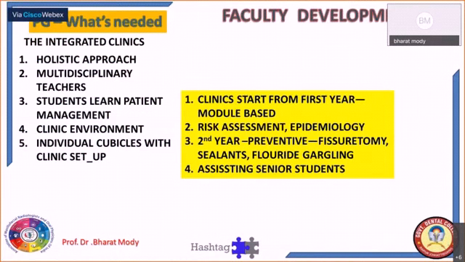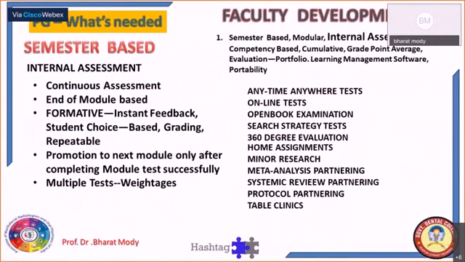Now, the DCI can go really beyond this also. It can start the clinics right from first year. So according to the modules, even at UG level, the clinics also start accordingly. So there is a correlation between what is being taught theoretically and what is going to be there in practical output. Risk assessment and epidemiology, which is not taken into consideration now, will be taken into consideration, and that is the main crux on which your entire teaching is based. Preventive measures like fissurotomy, sealant, fluoride, assisting the seniors, all these things will be in module 1, and that can then go forward to other modules.